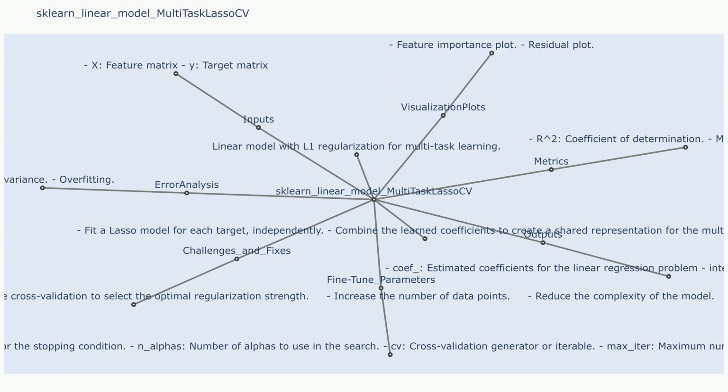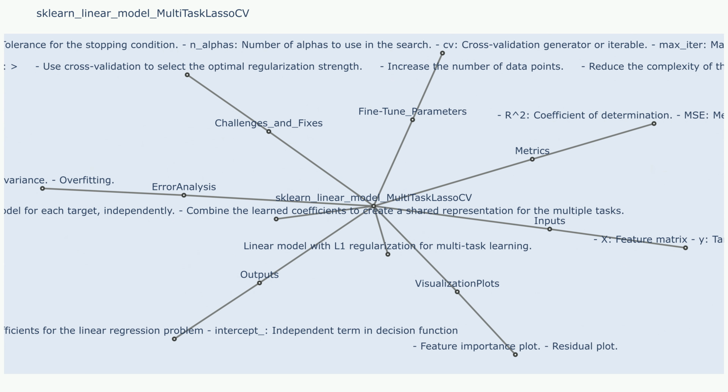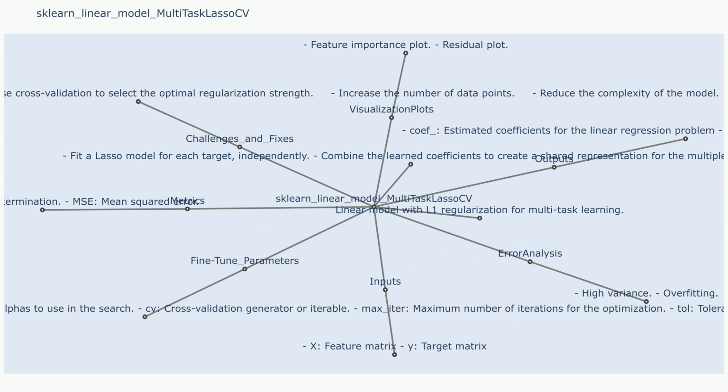Fine-tune parameters. Alpha is a list of regularization parameters to be considered by the cross-validation. CV, the number of folds to use for cross-validation. Fit intercept, whether to fit an intercept term. Uncertainty methods. Bootstrap resampling: repeatedly draw samples with replacement from the original data and fit a model to each sample. The distribution of the model coefficients across the bootstrap samples can be used to estimate uncertainty.